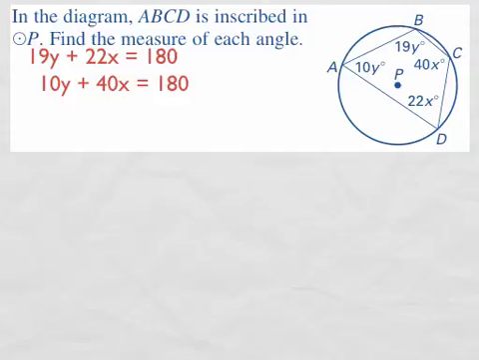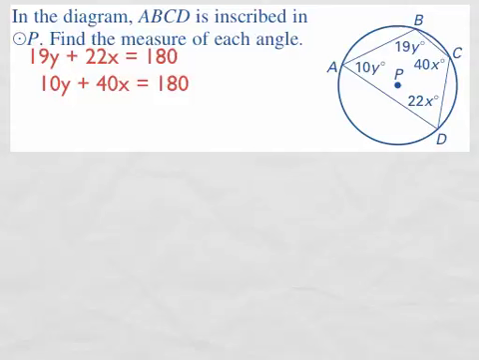We're going to solve this system using the substitution method, which means for one of those equations, 19y plus 22x equals 180 or 10y plus 40x equals 180, we need to solve for one variable. And then we're going to plug that into the other equation and solve for a variable. So I'm going to take the 10y plus 40x equals 180 and solve for y because that's going to be a nice number and I'm not going to have to deal with any decimals or anything.